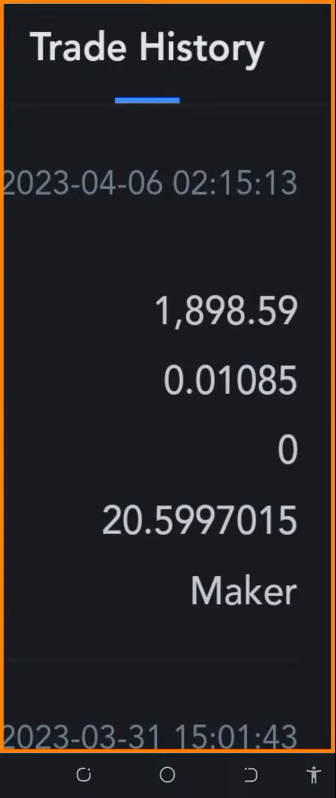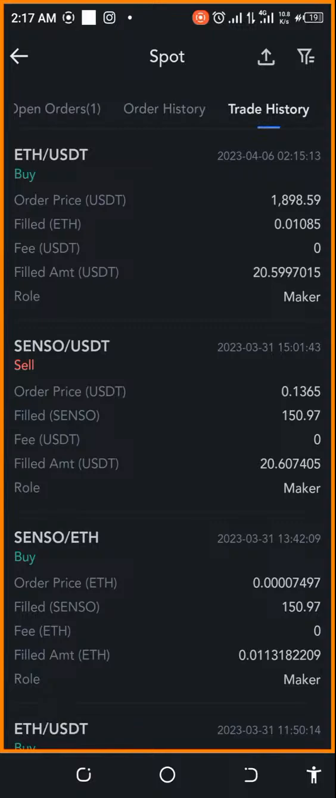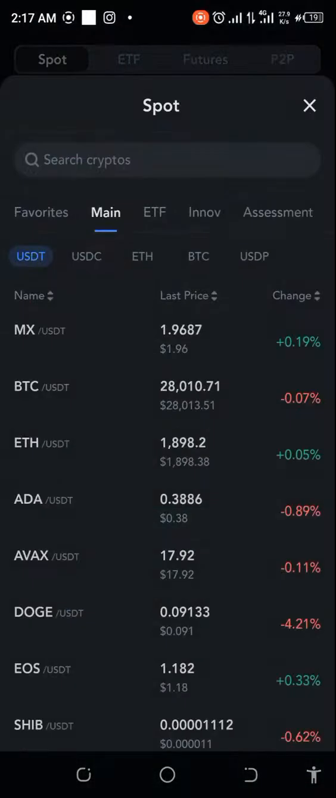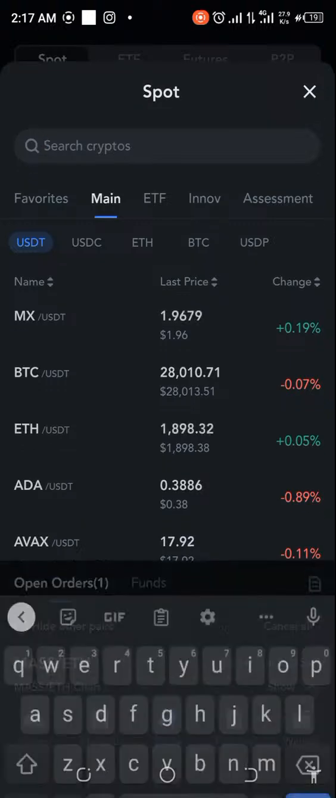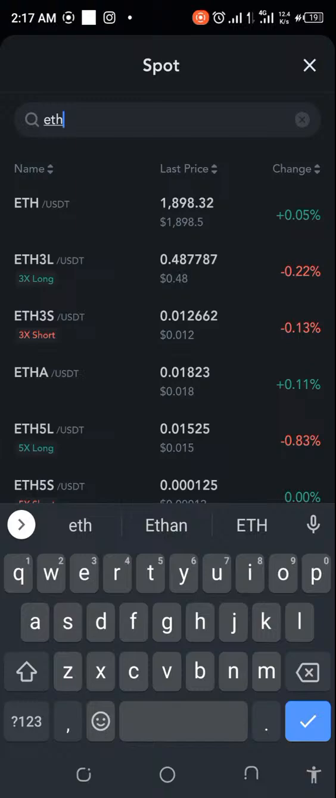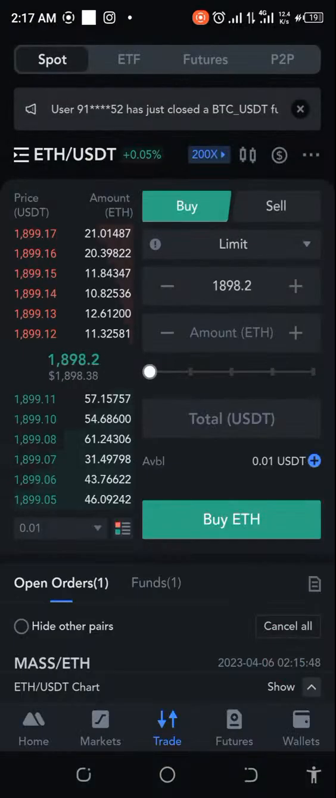Hmm. Okay, so that means if I bought it at 1898, I should be looking at ETH and make sure that once my price goes above that, I should be looking at something in that range going back to Boomerang. Okay, so let's go to ETH and see what the current price is now and see whether this is doable to Boomerang.